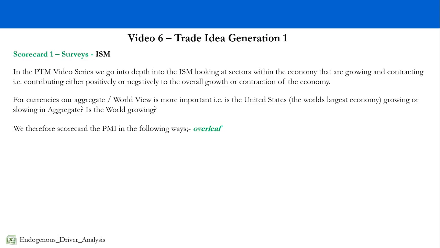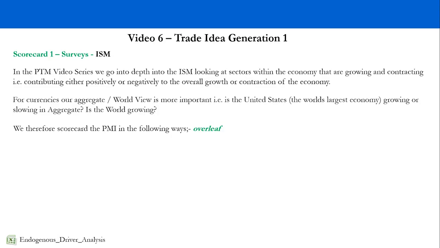Now, in the PTM video series, we do go into a lot of depth into looking at sectors within the economy. So sectors that are growing and contracting, either contributing positively or negatively to the overall growth or contraction of the economy. With currencies, the aggregate or worldview is more important. So the United States, as the world's largest economy, growing or slowing in aggregate. Is the world growing? Is the world contracting? That's all we really care about at the worldview level.